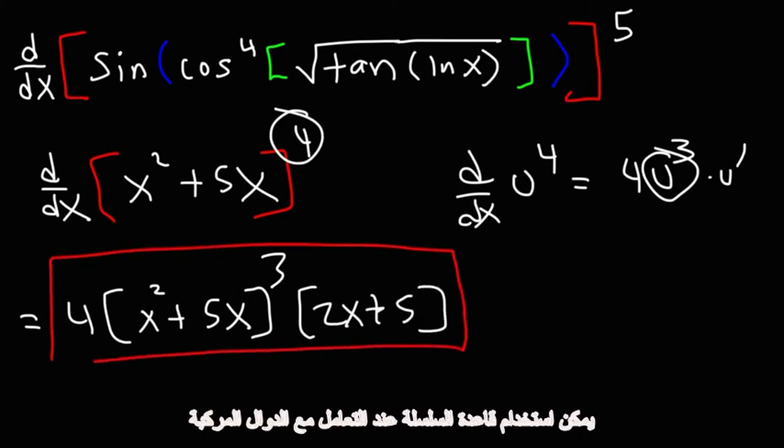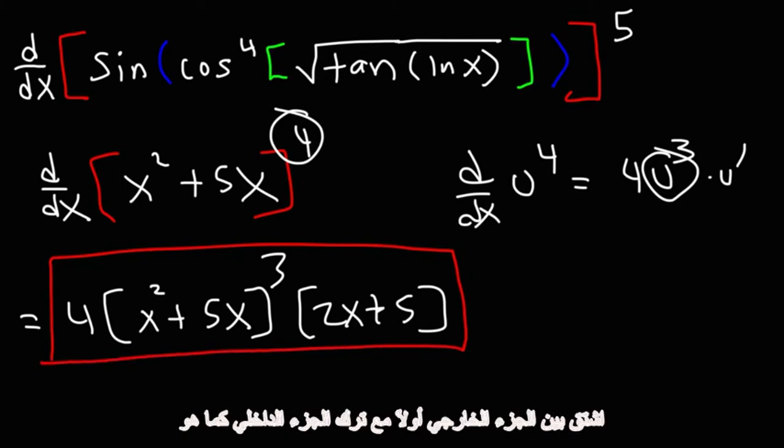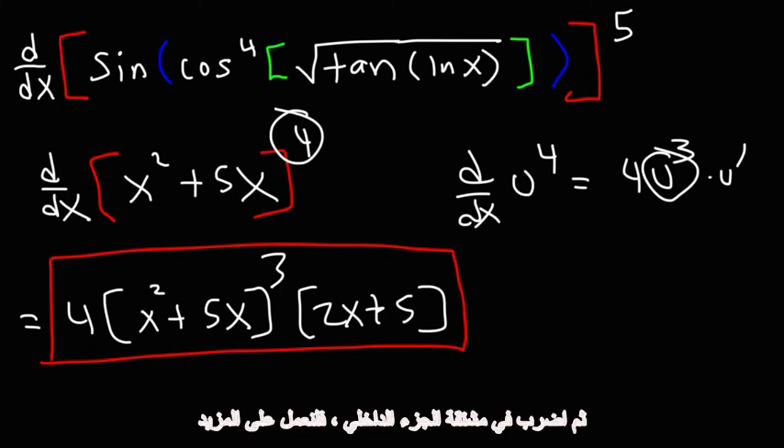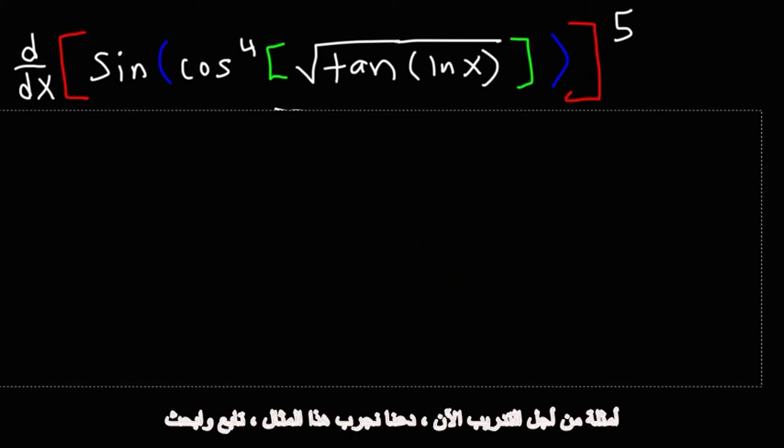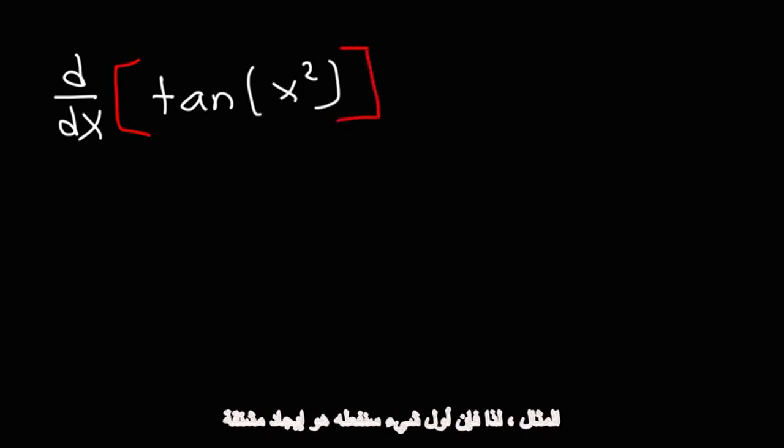So that's how you could use the chain rule when dealing with composite functions. You differentiate the outside part first while leaving the inside part the same, and then multiply by the derivative of the inside part. Let's work on some more examples for the sake of practice. Now let's try this example. Go ahead and find the derivative of tangent x squared. Feel free to take a minute and work on that example.